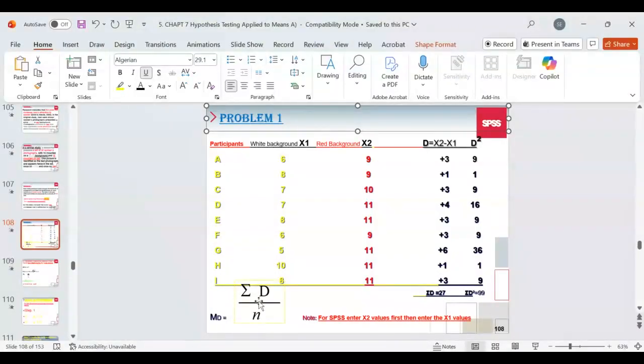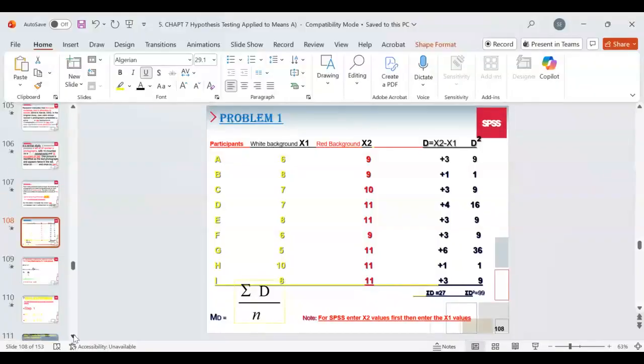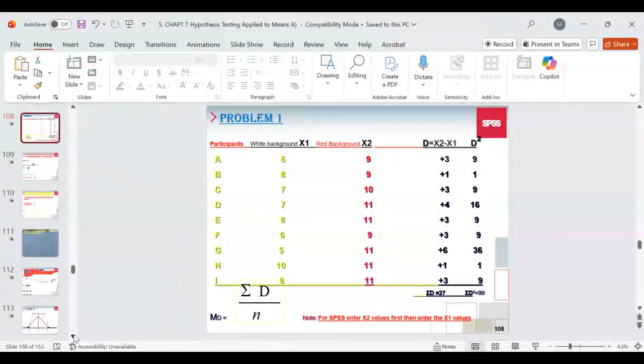And then again, MD, sum of D divided by N, we already talked about that. Sum of D is 27, N is 9 participants, 9 men. 27 divided by 9 is 3. So the value of MD is 3. And then it said, note that in SPSS, enter the X2 value first, then enter the X1. That's important when you do that. Otherwise, you come out with a negative number or different numbers.